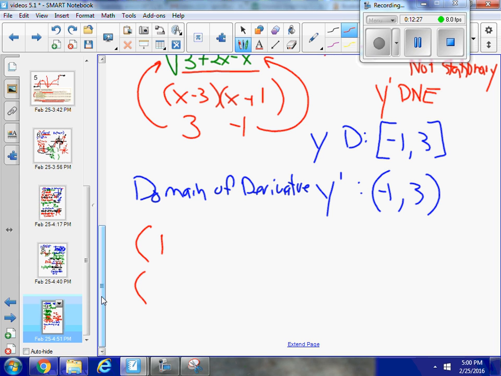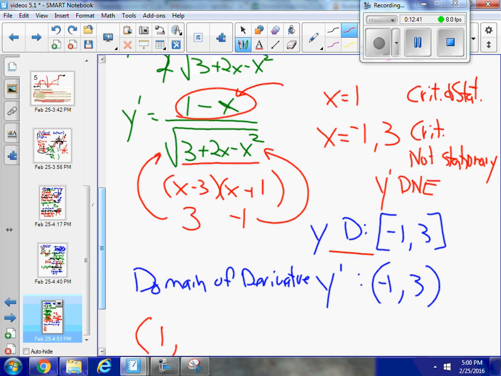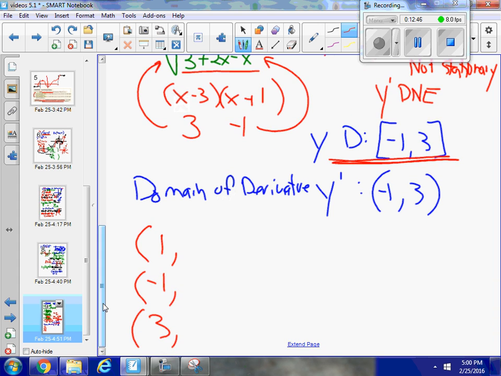I could have extrema at the endpoints, which are negative 1 and positive 3. Now, even though there's no derivative there, they still do exist in the function, because the domain of the function includes negative 1 and 3, so we need to check the endpoints as well. So let's find out what our y values are here.